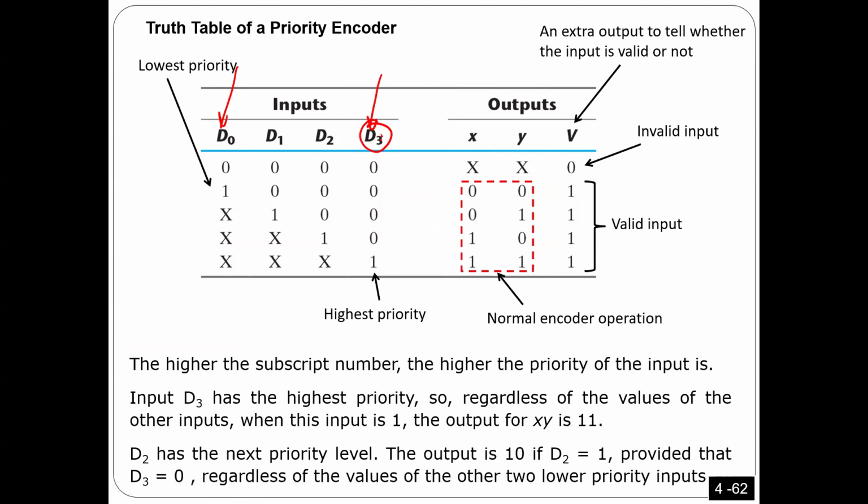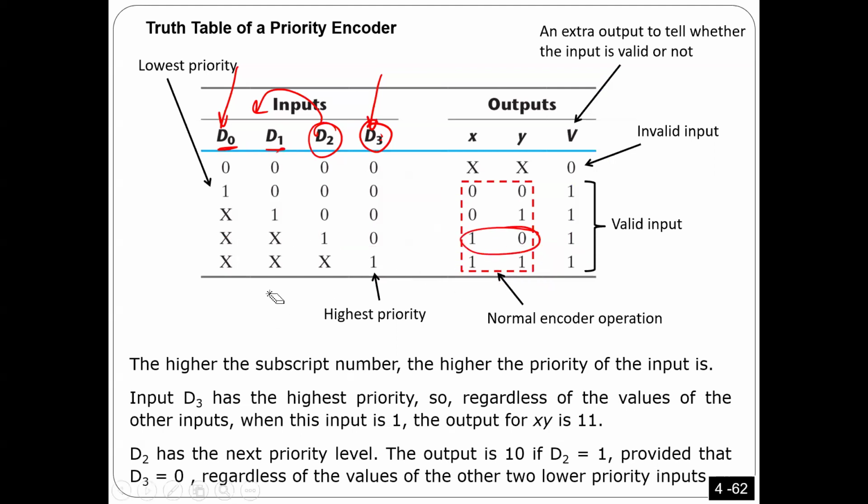So the way I will design it, if this one is 1, regardless of what you have here, it doesn't matter, the output will be number 3, because number 3 has the highest priority. Even if you have 1, 1, 1, 1, I will still get 3. We have another case: if this one is 0 but this one is 1, it doesn't matter what you have here, because T3, T2 have higher priority than T0 and T1. So in this case, I will get number 2.